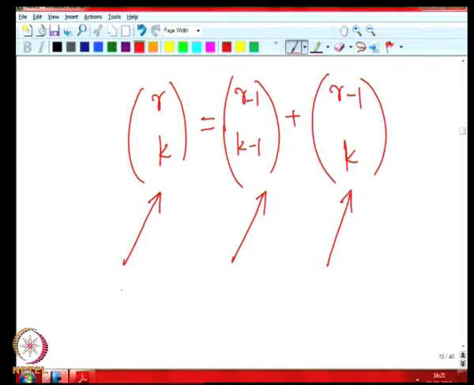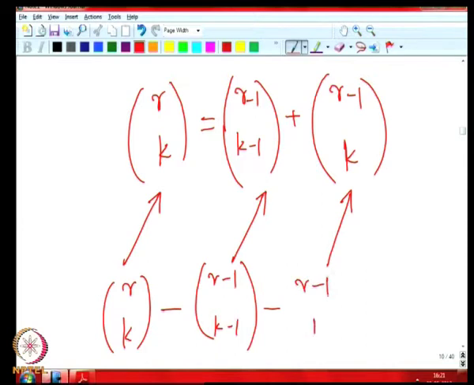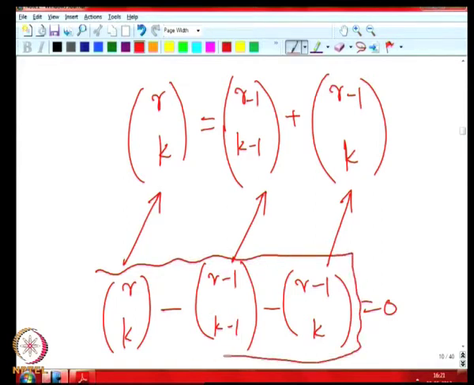Overall, when we write r choose k minus r minus 1 choose k minus 1 minus r minus 1 choose k equal to 0, this is a polynomial of degree at most k, and that is equal to 0 is what we have written. If we can show that there are infinitely many roots for this already, then it is identically 0. Any value of r, when substituted, will evaluate this polynomial to 0, right? So we just have to show that there exist infinitely many values of r for which this is true.